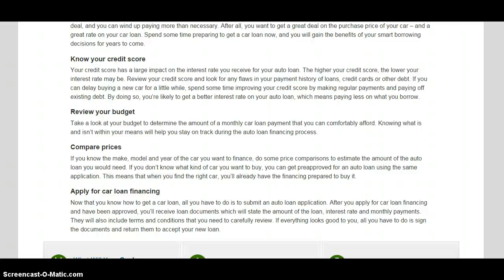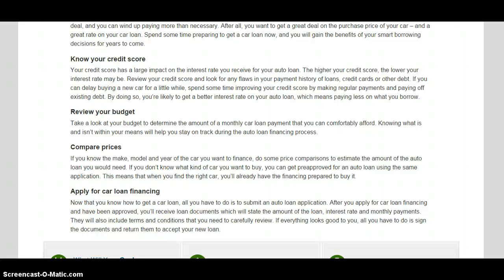Compare prices. If you know the make, model, and year of the car you want to finance, do some price comparisons and estimate the amount of the total loan you would need. If you don't know what kind of car you'd like, you can get pre-approved for an auto loan using the same application. This means that when you find the right car, you'll already have the financing prepared to buy it.